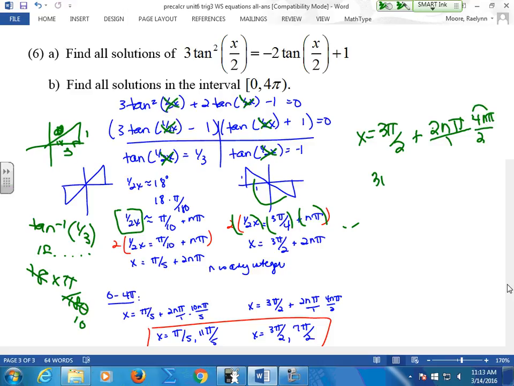So I start with 3 pi over 2. I add 4, I get 7 pi over 2. I add 4, I get 11 pi over 2. But there's got to be a place I'm going to stop. So I could have just made this one be in terms of 2, and I would stop at 8 pi over 2. I didn't need this guy.